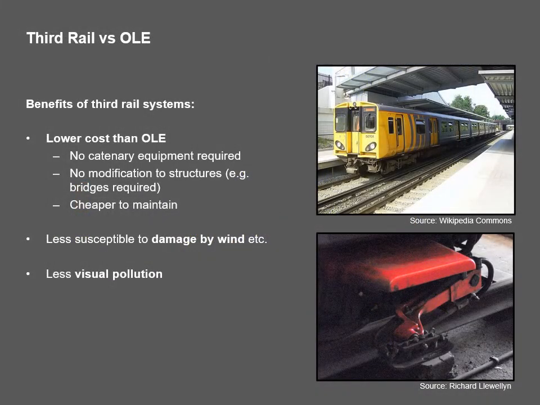So a third rail system has a number of benefits. It generally costs less than an OLE system because there's no catenary equipment required and no modification of structures, for example bridges. And it's cheaper to maintain. It's also less susceptible to damage by wind, and it has less visual pollution, if you like.